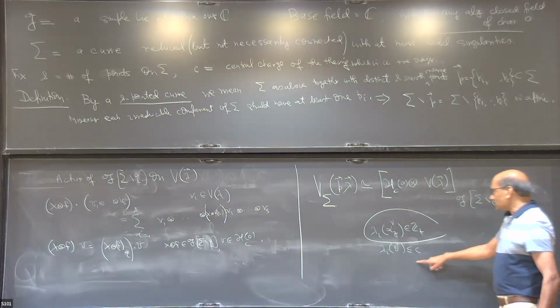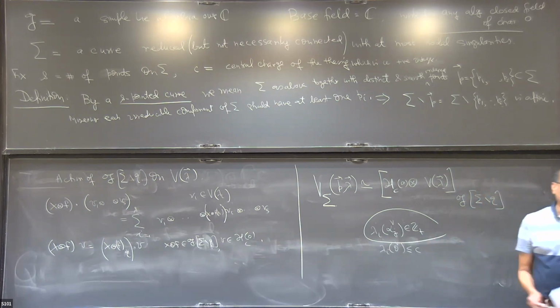Now, this condition actually ensures that this is a dominant weight for the affine Lie algebra. This condition just ensures that. So if I fix the central charge C, this ensures that. I see. Are you okay now? Yeah. Okay, so where are we?